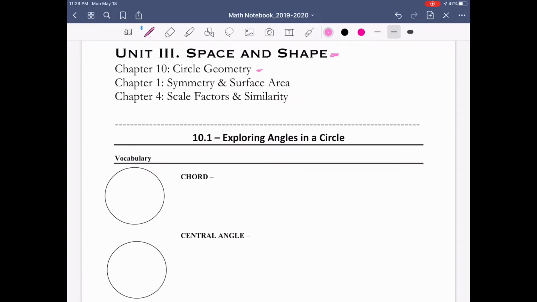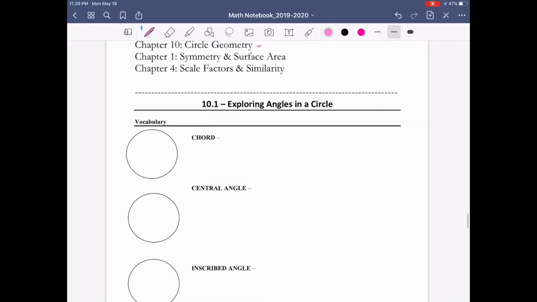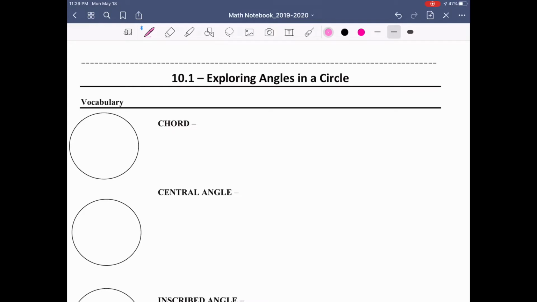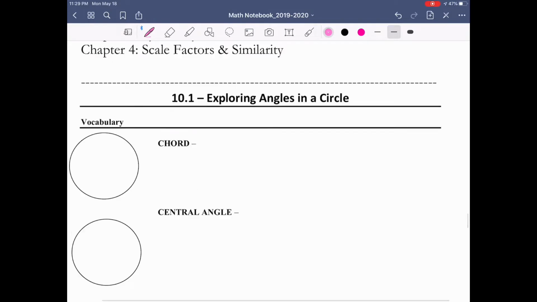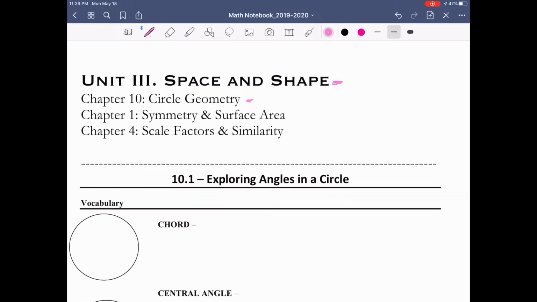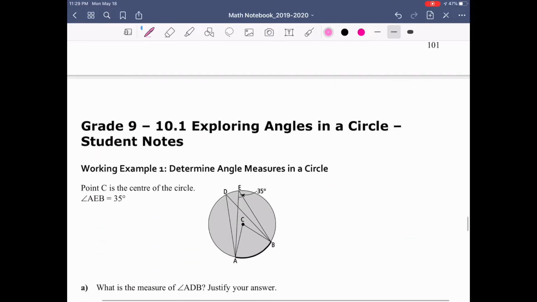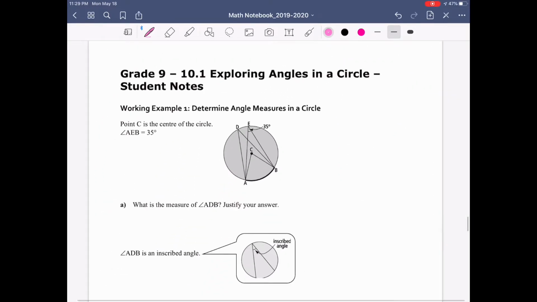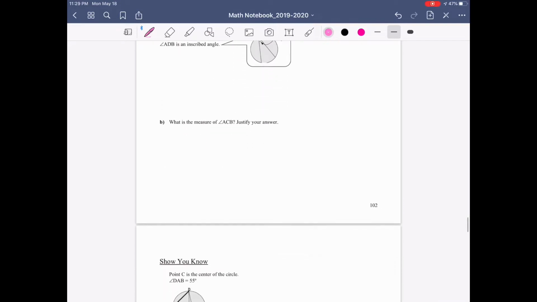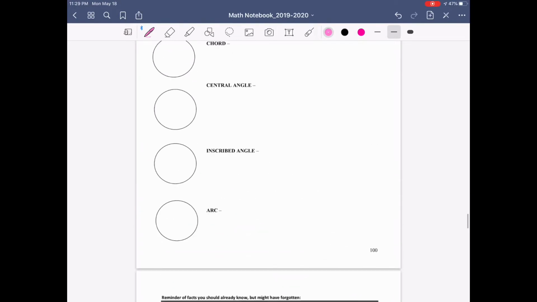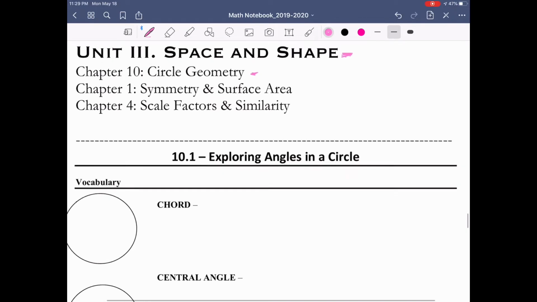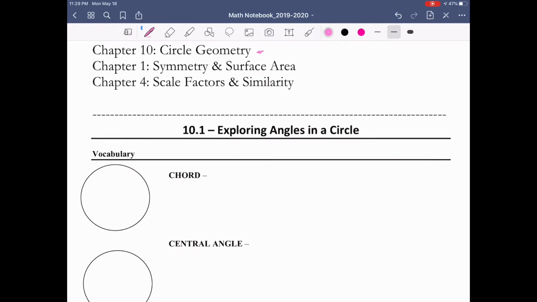But before we get into 10.1, I'm going to do a little bit of an introduction, talking about different vocabulary, terminology, and rules that we need to know to get through chapter 10. Chapter 10 is called Circle Geometry, and it's all about angles and chords and measurements. You're going to get your 10.1 notes later on, but for now we are just going to be doing some introduction, some terminology, and some definitions.